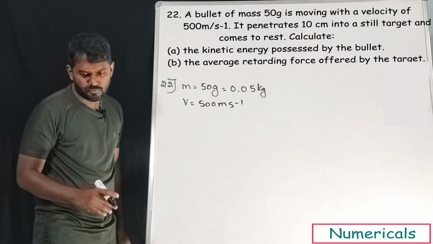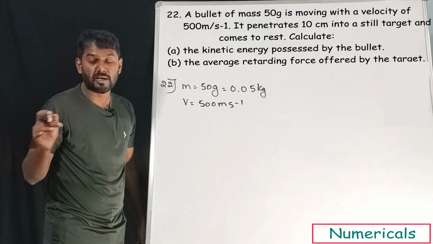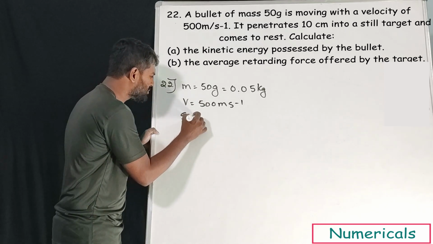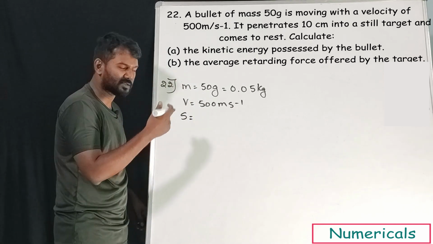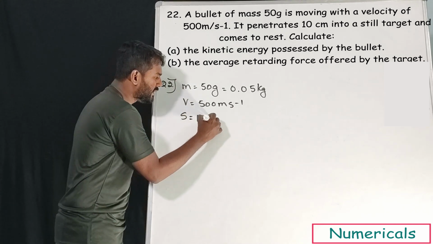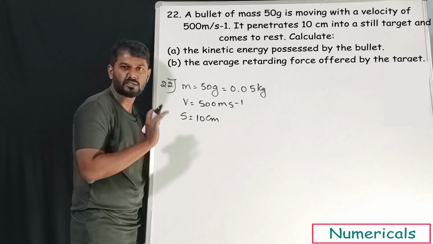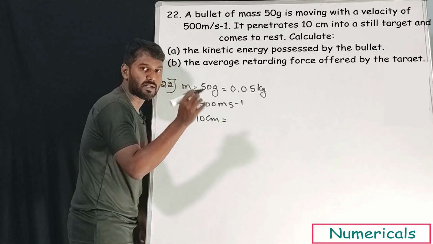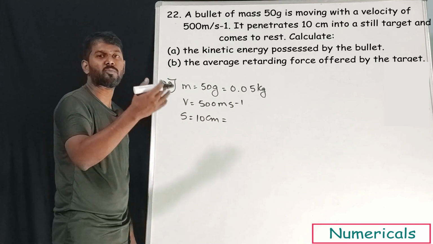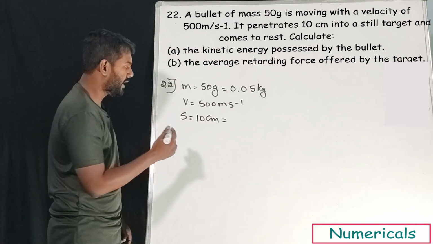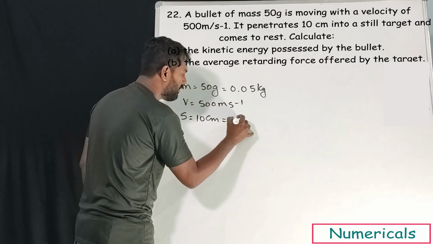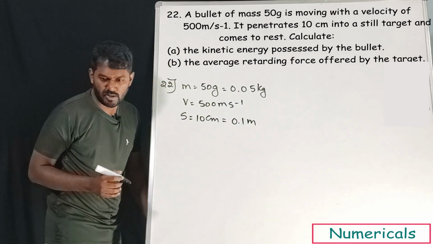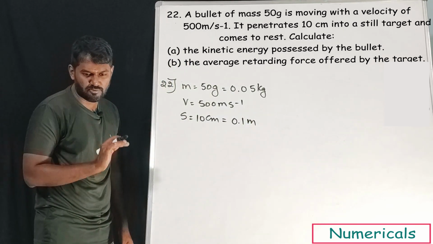Okay, next. It penetrates 10 centimeter. So some displacement is given, correct? Displacement or distance is given, that is 10 centimeter. Do you think centimeter is the SI unit of displacement? Okay, no, it is meter. So how do you convert centimeter to meter? Divided by 100. So 10 divided by 100 will be 0.1 meter. Okay, these are the given data.